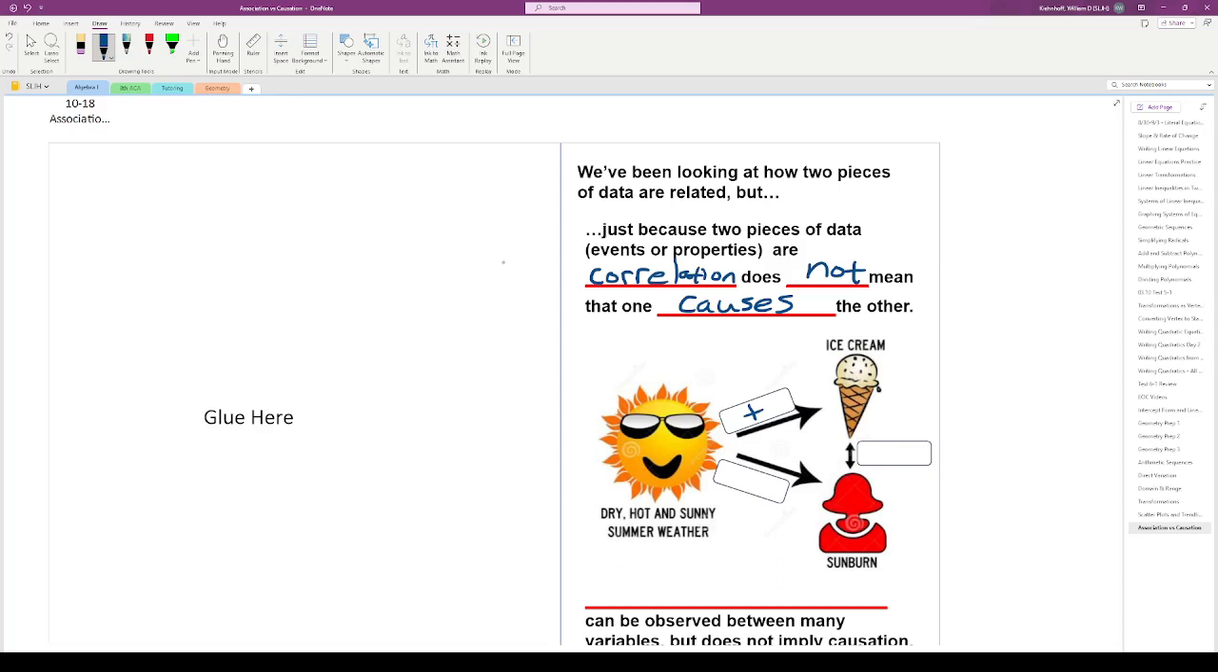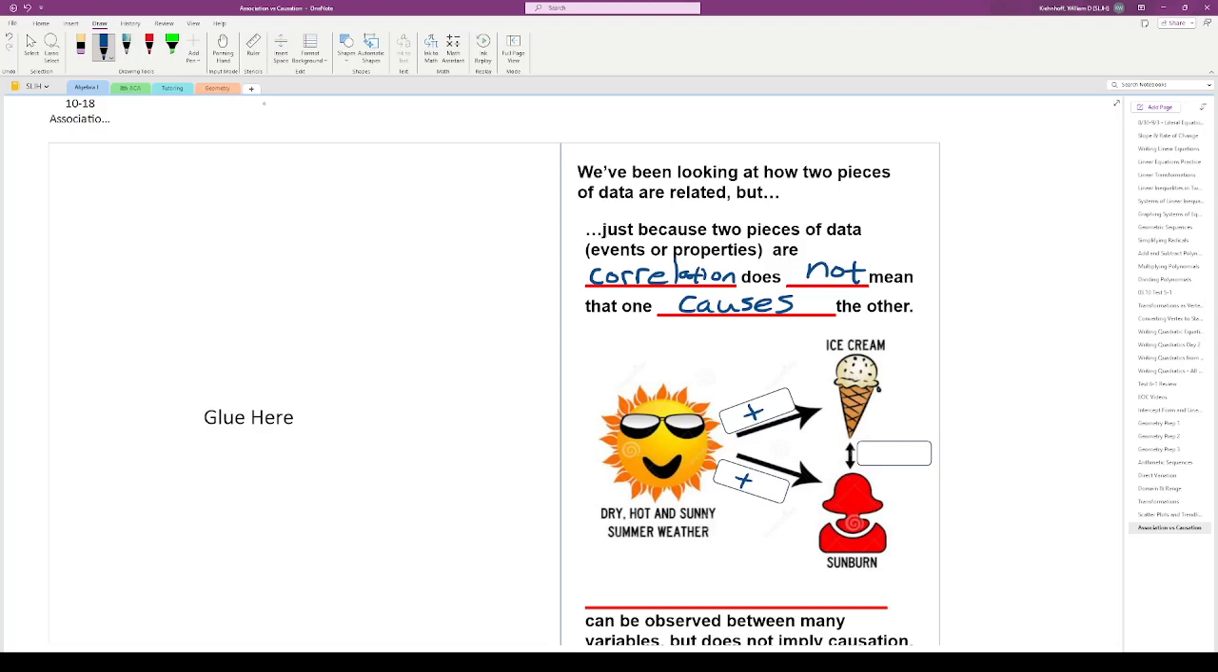So this is going to be a positive correlation between hotter days and ice cream sales. Also, hotter days where people are wearing tank tops and t-shirts and shorts, there are going to be more sunburns. So there's a positive correlation here too. You can write the word positive in there if you want, but I've just put a plus. So hot days, sunny days, cause ice cream sales and sunburn both to go up.